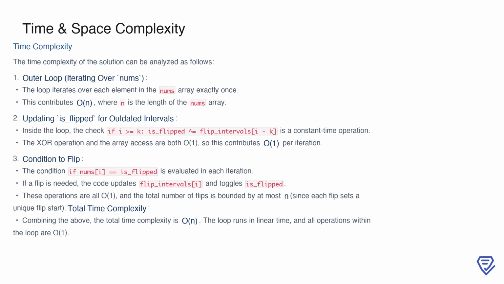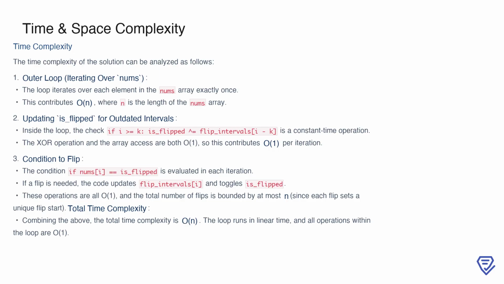To analyze the time complexity of our solution, we begin with the outer loop. This loop traverses each element in the nums array exactly once, making its contribution O(n), where n is the length of the array. Within this loop, we also perform a constant time operation to update the is_flipped variable when outdated flip intervals are no longer relevant.